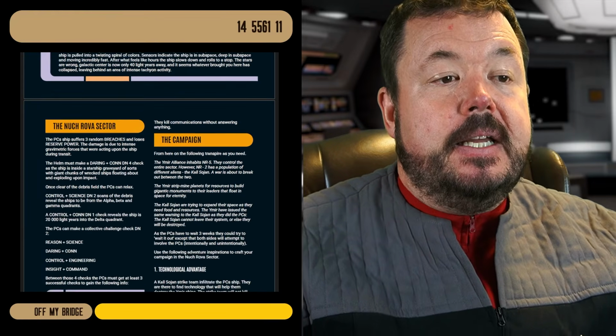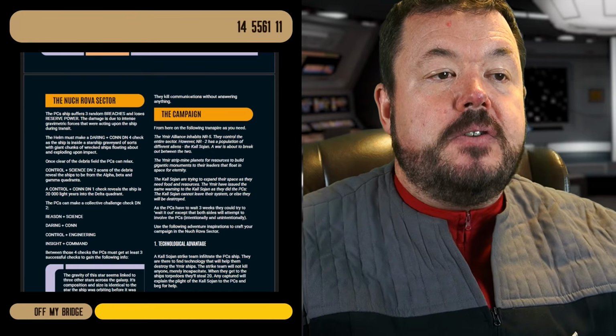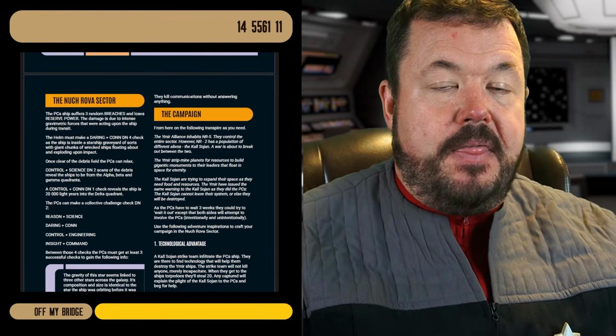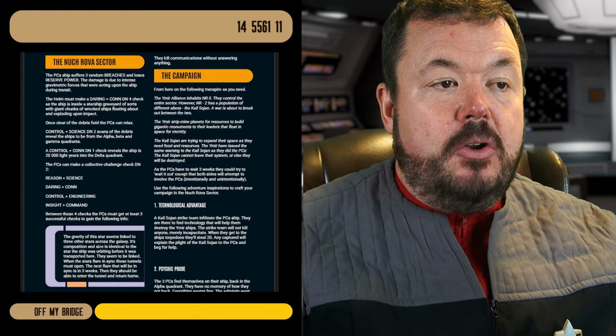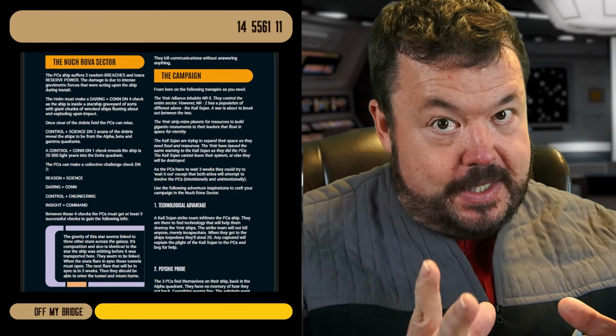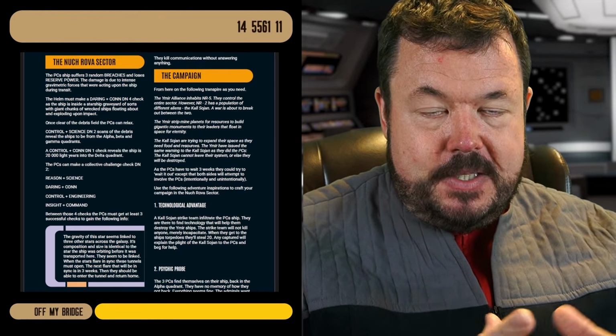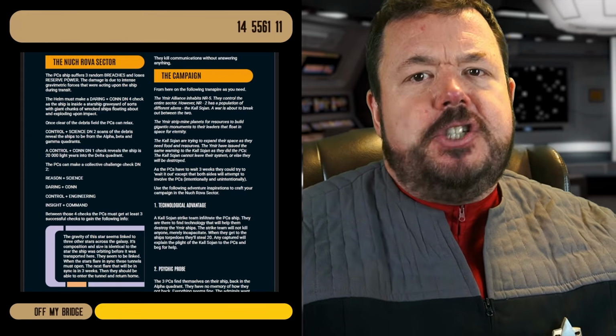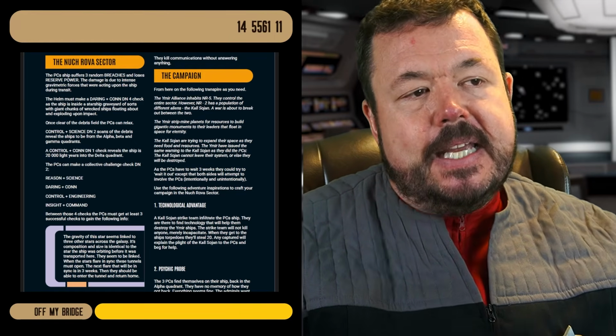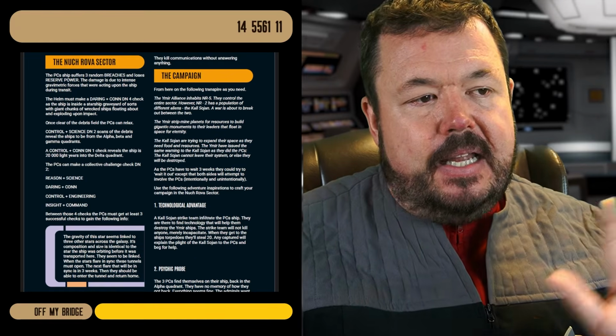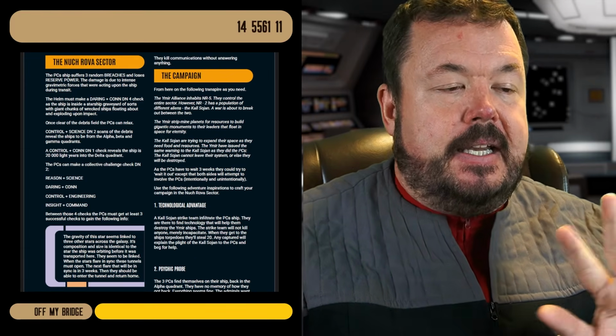What happened? And here is the beginning of the campaign, the Nutch Rover sector, and the campaign that is therein. There is some initial rolling which can happen. Hopefully, your science officers, your captains, whoever is playing them, will do a whole bunch of scans to figure out just what the hell happened. And so I've listed them there: reason and science, daring and con, control engineering, insight and command, all those kind of things.